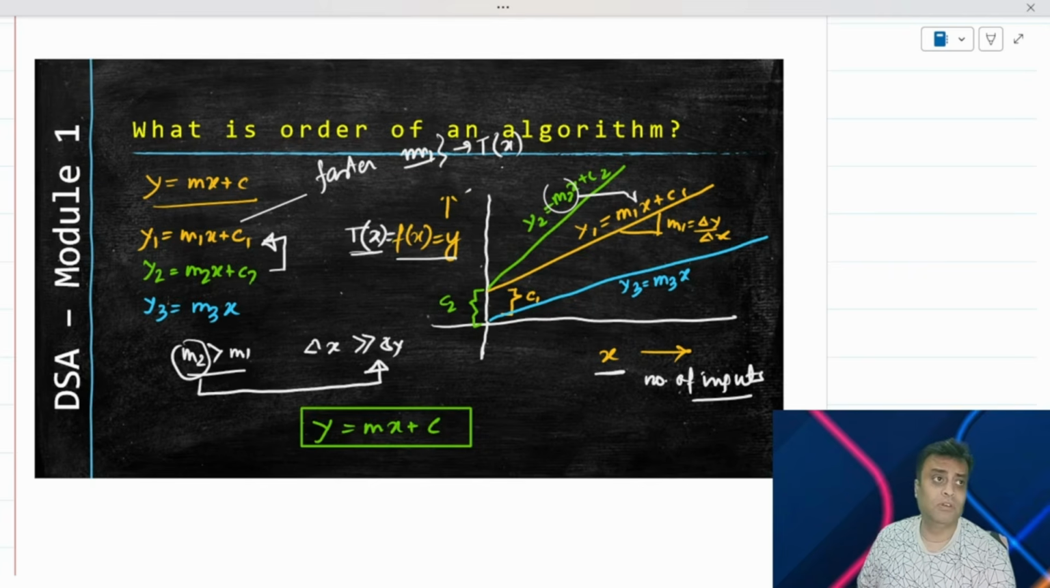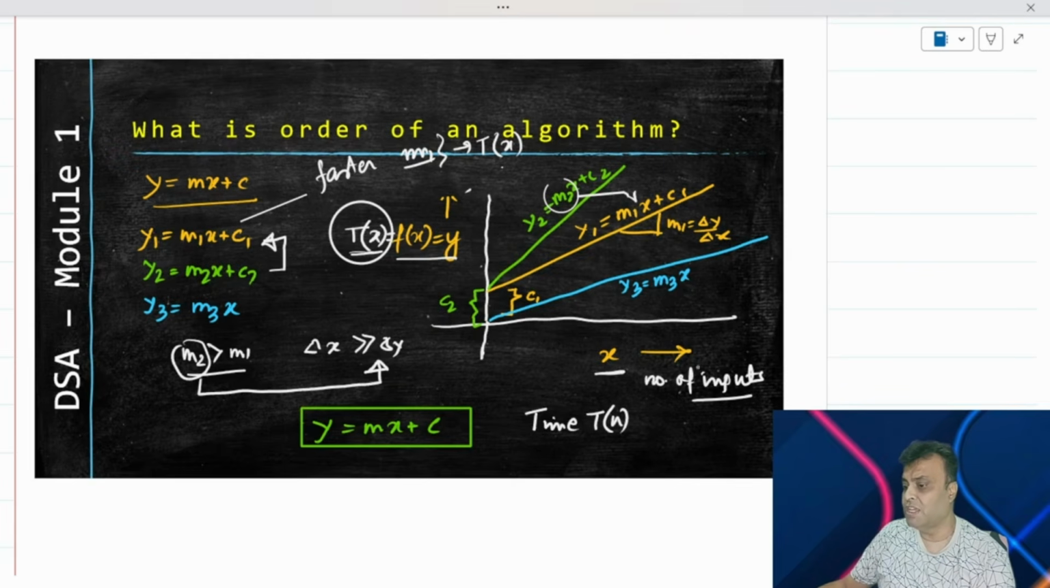It will take a similar amount of time, and I'm not saying that it will take 200 milliseconds or 10 milliseconds, but can I write that the time taken by any algorithm, for that matter Tn, is this? And I'm replacing x with n now, because it is easier to comprehend, since x is the number of inputs. So instead of calling it x, I'll call it n, and hence tx becomes tn.